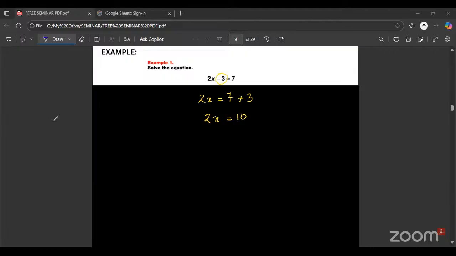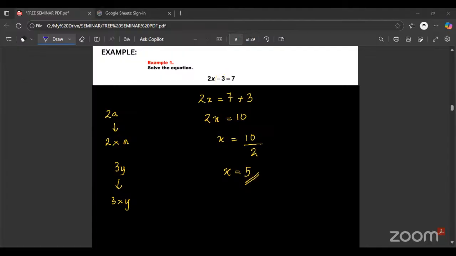Now, do you all know that if we have something like 2a, this means it's 2 into a. For example, if we have 3y, this means it's 3 into y. You all know that? Yes, teacher. So 2x means it's 2 into x. So what's the opposite of multiplication? Division. So now we have to divide 10 by 2. What's 10 divided by 2? 5. So our x value is equals to 5. Do you get that? Yes, miss.